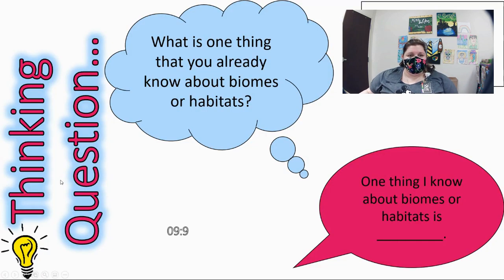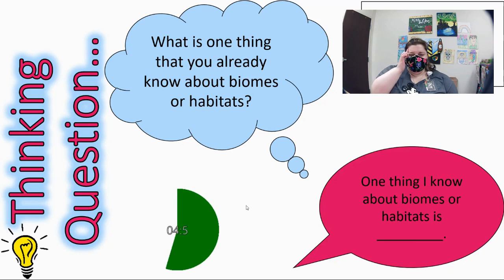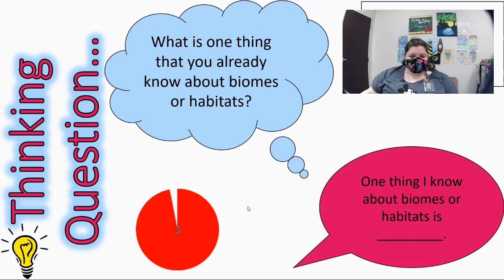Let's start with a thinking question. What is one thing that you already know about biomes or habitats? You can use the sentence stem: One thing I know about biomes or habitats is blank. Ms. Wilson is going to give you 10 seconds to think about your answer. Go. Make sure you have that thinking face on. Great job, scholars.